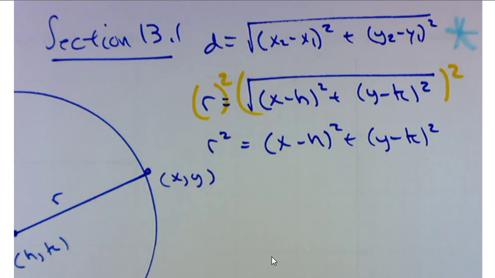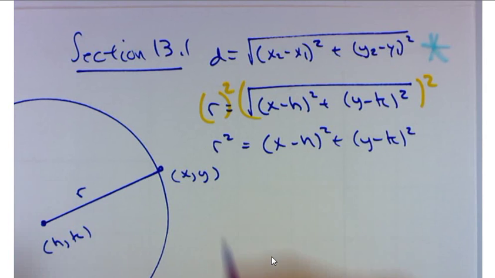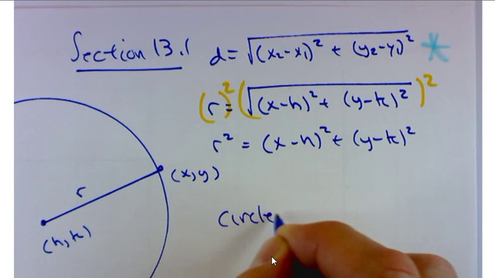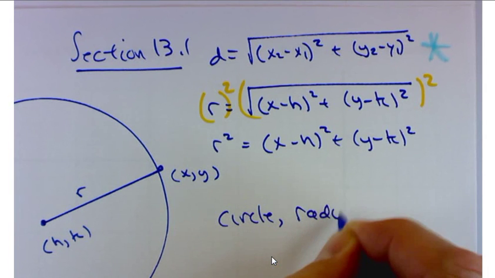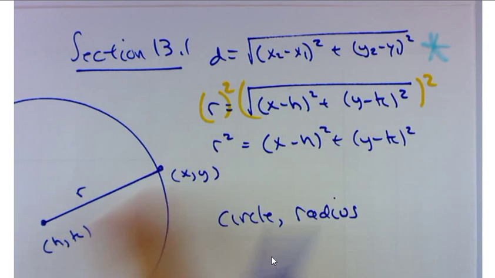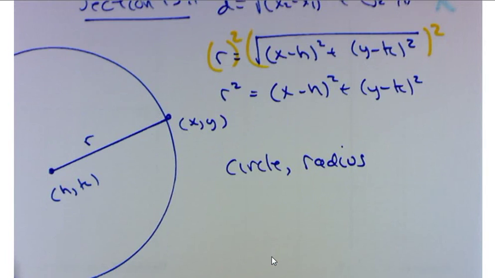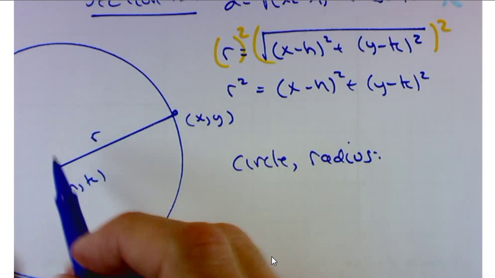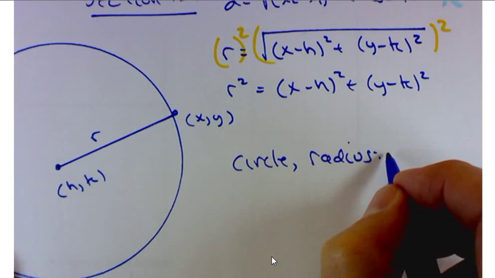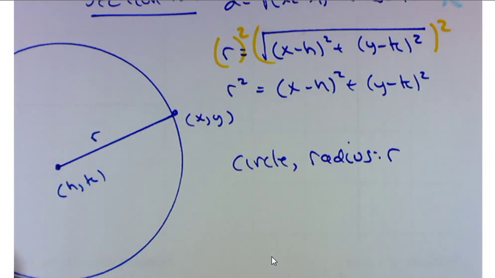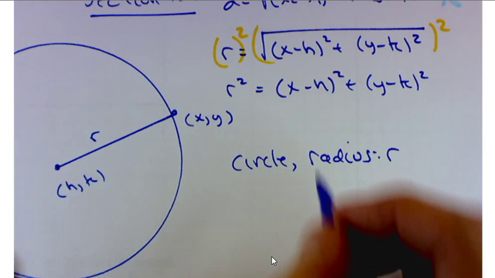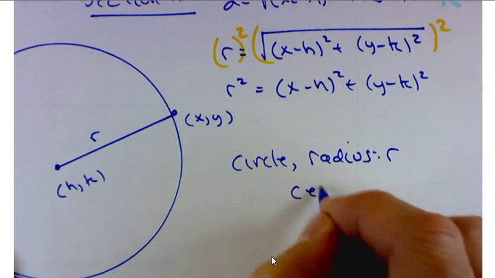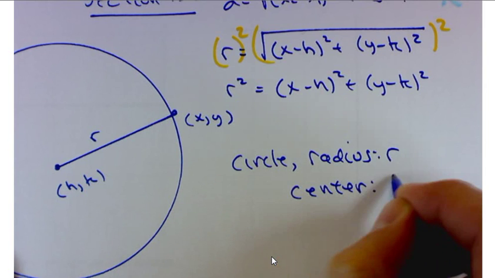And let's think about what that represents. That represents a circle. What's the radius of my circle? Look at the drawing, not at the equation. What's the radius? Yeah, and in this case, it's R. Circle of radius R, center at H and K.